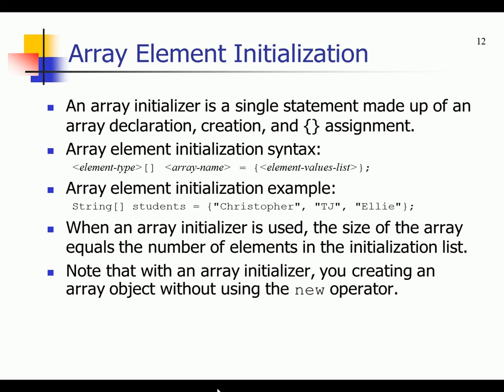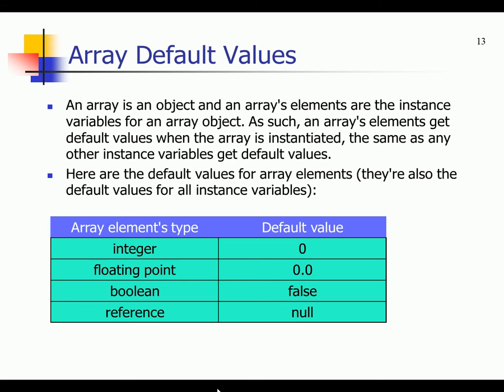Okay. Note that with the array initializer, you can create an object without using the new operator. We did not need new. We just did it. Everybody okay on that? All right. Default values are not any different. An array is an object, and the array's elements are instance values of the array object. That way they get the default values, and they're 0, 0.0, false, and null. Nothing new there. Same exact values as the other ones.